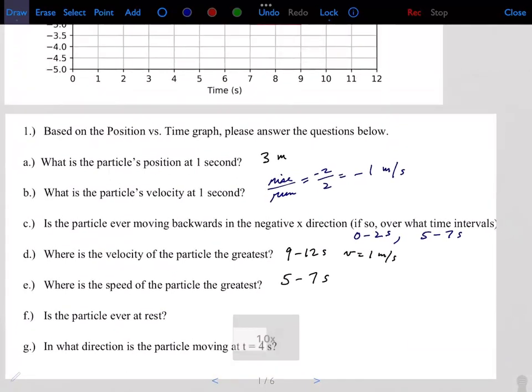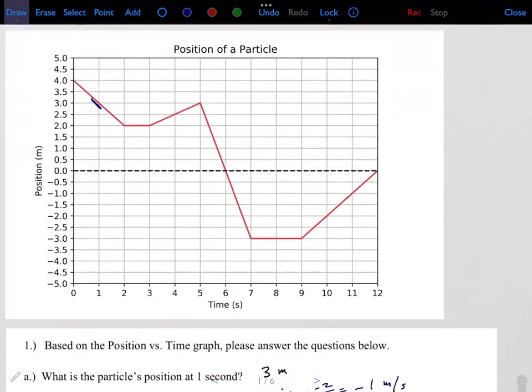Is the particle ever at rest? Well, again, what tells us whether it's at rest? That's the velocity. The velocity would have to be 0, right, for the particle to be at rest. So what I'm looking for on a position versus time graph is where is the slope 0, right? Another way to think about it is, so between 2 and 3 seconds, right, it's definitely at rest. Another way to think about it is this particle is staying at 2 meters, 2 meters, 2 meters, 2 meters, right? It's not moving at all. So it's at rest over that interval, and also between 7 and 9.